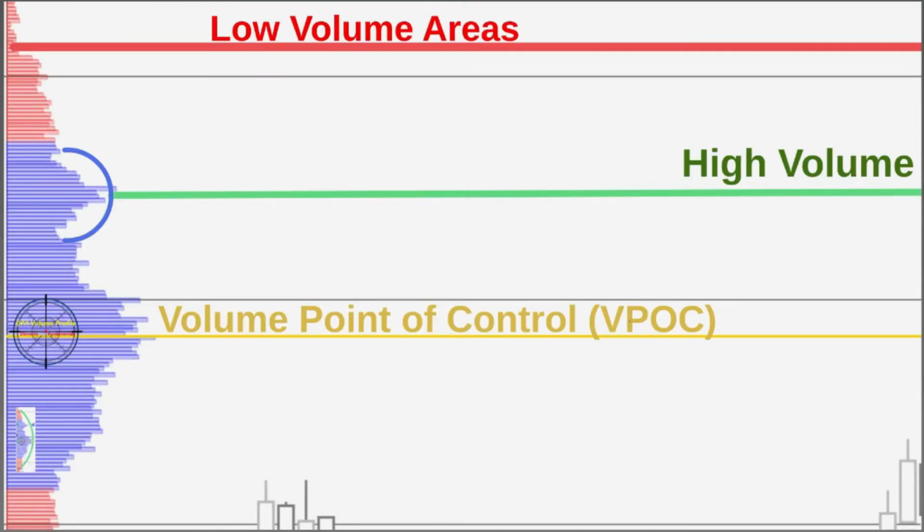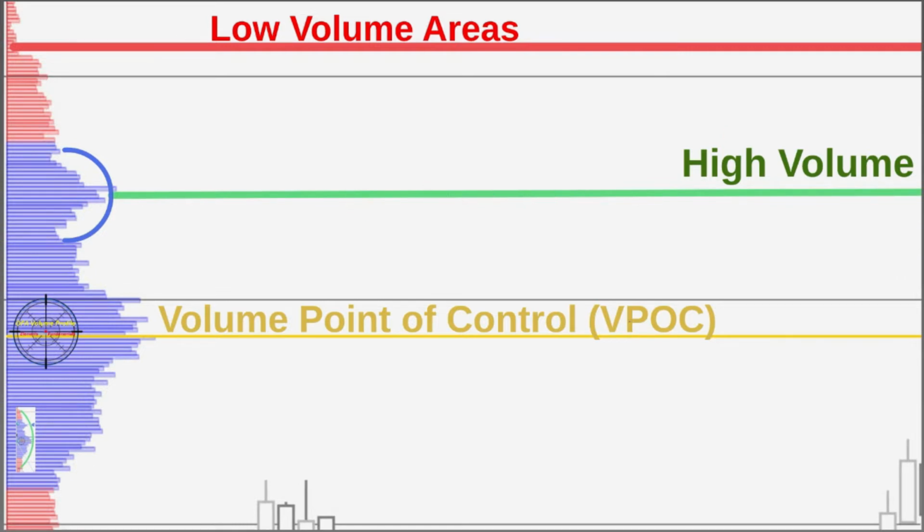So the first element was, at each price, we collect volume, or the system collects volume. And it says at this price, this many contracts were traded, and here's the bar representing that. At this price, more contracts were traded, and here's the bar representing that. And so the next element that I want to talk to is this thing called the high volume area. And that would be right here, the high volume area.